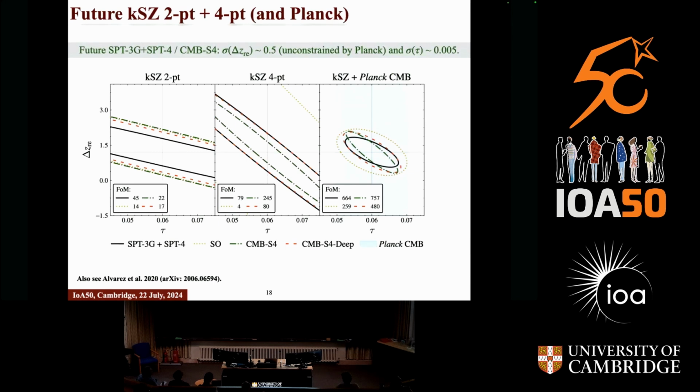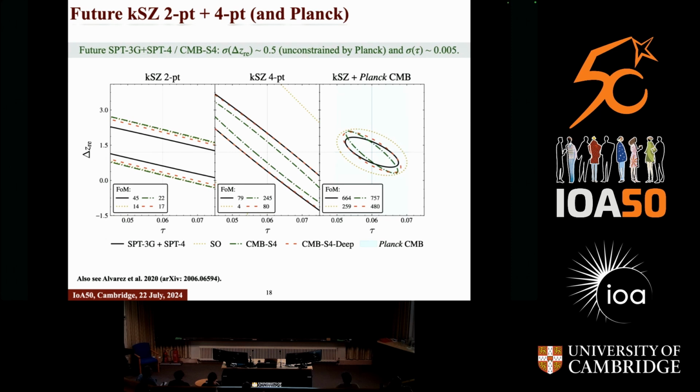This is a forecast done for SPT, Simons Observatory, and CMB-S4 by combining 3 different signals. On the left panel, we have the KSZ power spectrum. On the middle panel, we have the KSZ trispectrum. And in the right panel, we have the joint constraints from all these things and also Planck. The horizontal axis is the optical depth. The vertical axis is the duration of reionization.